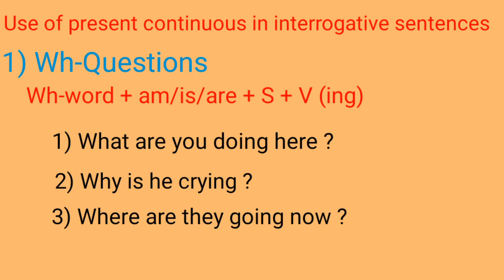Same with the second example. We use why as a WH word. After that, we use the helping verb is because the subject is he and he is a singular subject. With a singular subject, meaning he, we use the helping verb is, and after the subject he, we use crying, which is the ing form of the verb. And same with the last question. So this way you can make more such questions in present continuous tense, means WH questions.